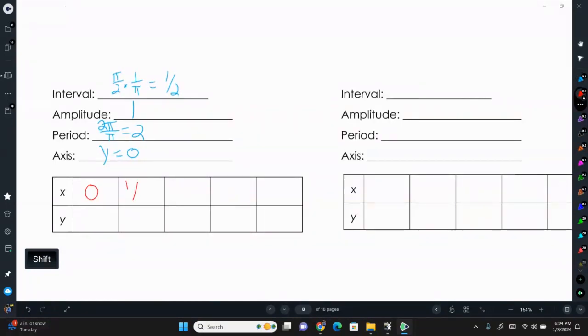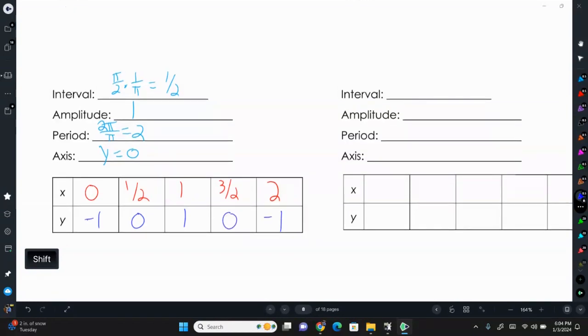So 0, 1/2, 2/2, which is 1, 3/2, and then 4/2, which is 2. And then the y value, so it's negative cosine. So we start at the negative amplitude, so negative 1. Negative 1, 0, 1, 0, negative 1.